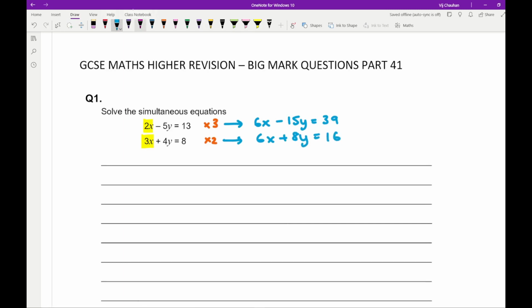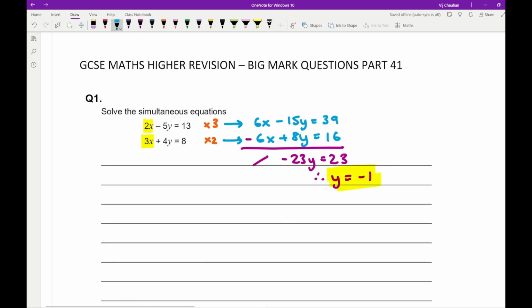Now from this, we just need to decide whether we add or subtract. Our x's are the same sign, so we subtract the two equations. 6x take away 6x is nothing, minus 15y take away 8y is going to give me minus 23y, and 39 take away 16 gives me 23. So if minus 23y equals 23, then that means that y must equal minus 1.